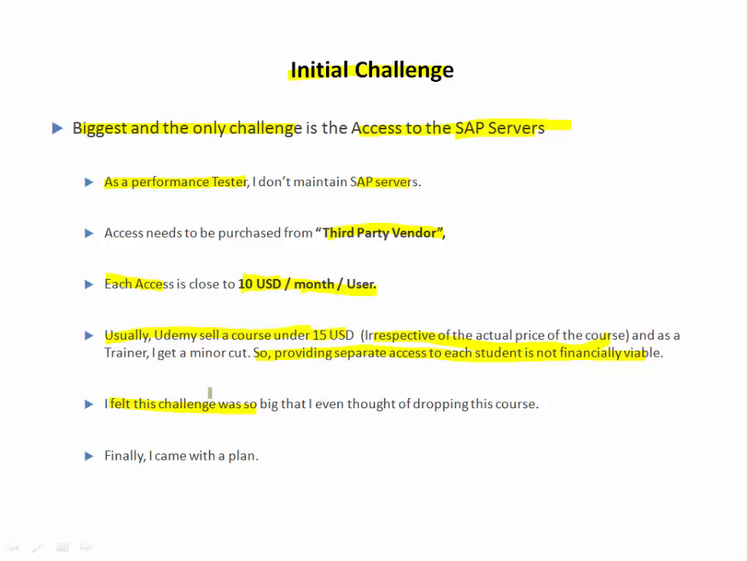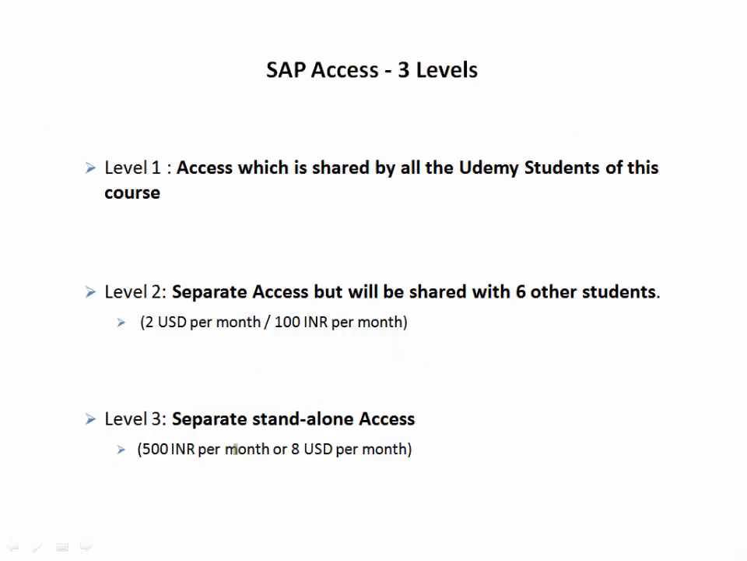Then I said, okay, there will be some people who will take advantage of it. Let me come out with some sort of plan. So I came out with the plan. Let's look at the plan. For the SAP access, there are 3 levels of access that I thought I should provide. I discussed in detail about these 3 levels in one of the lectures, and I'm going to tell you the exact lecture number as well. But on the high level, I'll talk about this over here because I don't want to consume too much time over here. So there are 3 levels of access that I thought I'll provide.